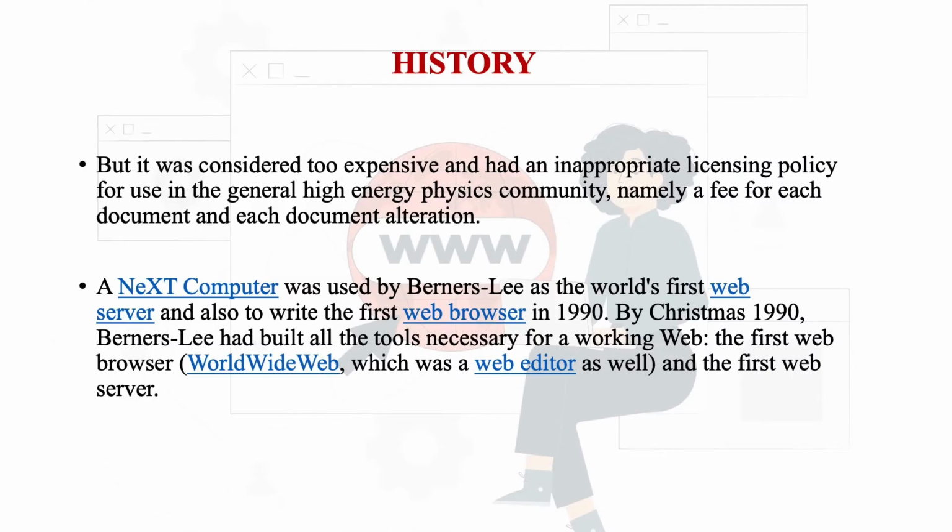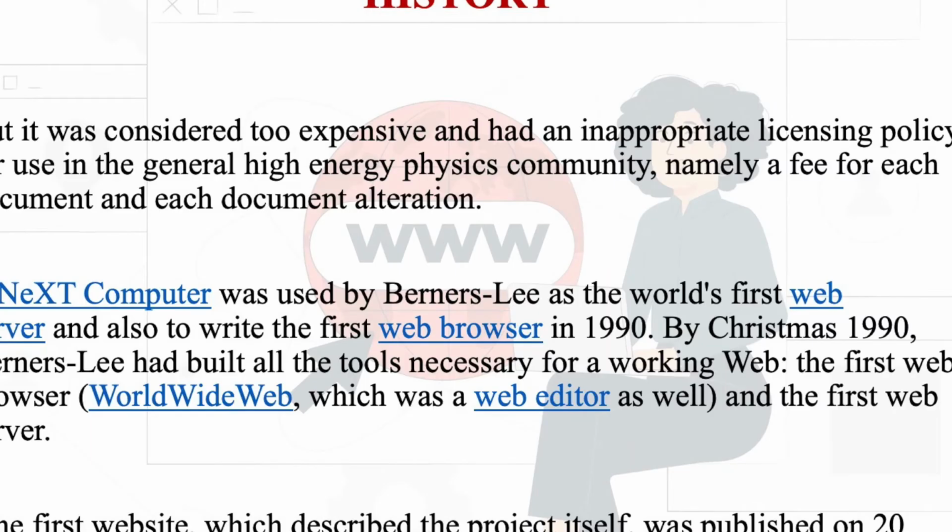A NeXT computer was used by Berners-Lee as the world's first web server and also to write the first web browser in 1990. By Christmas 1990, Berners-Lee had built all the tools necessary for a working web: the first web browser, called WorldWideWeb, which was a web editor as well, and the first web server. The first website, which described the project itself, was published on 20th December 1990.